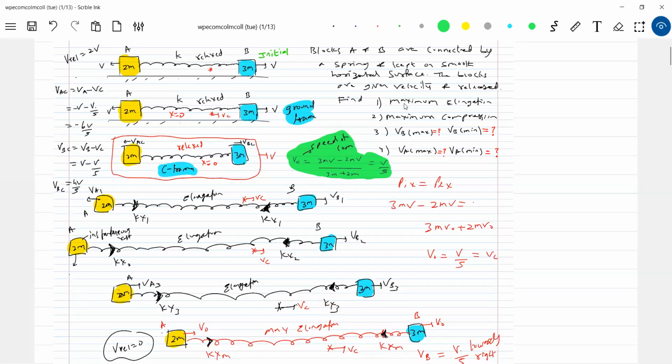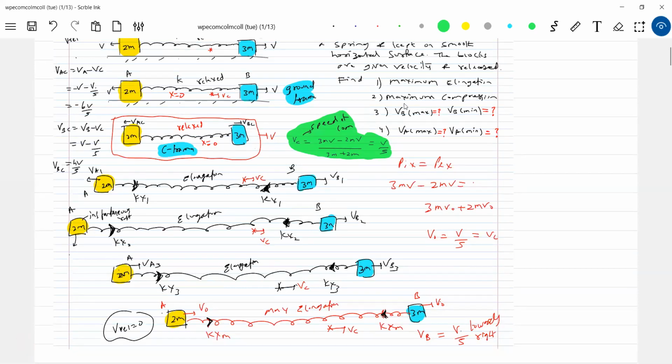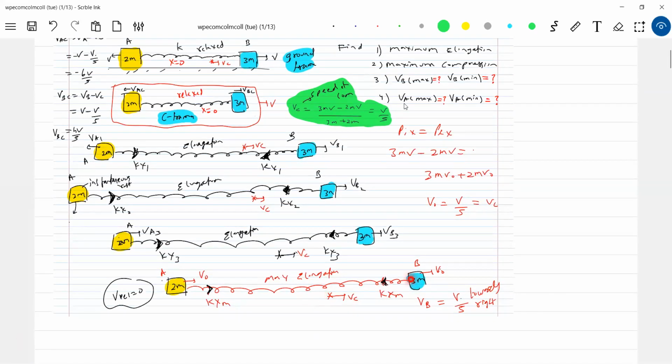So what do you expect? The moment both have common velocity with respect to ground, the spring will have maximum elongation. At maximum elongation or compression, in the ground frame, the velocity of the blocks should be equal to the velocity of the center of mass. This is the very fundamental part. I think till here everyone knows. The speed of block B will be V by 5, and the speed of block A will be V by 5 only.